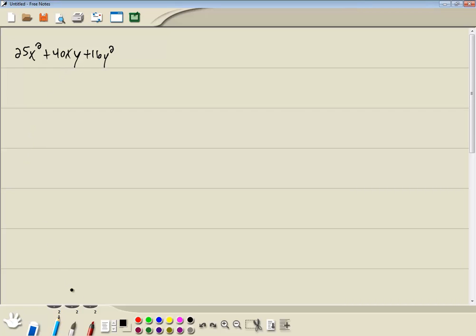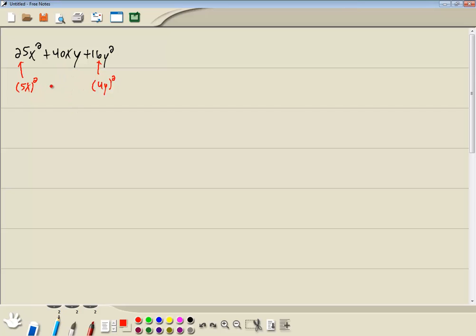Now, if you spot some items about this, there's a short way to do this. Notice that the 25 is 5 times 5, and the x squared is x times x. So this would be 5x to the second power. Now, our last term here, 4 times 4 is 16, y times y is y squared. So this would be 4y to the second power. If you see this pattern, then that potentially would trigger that you need to use this method. This is the perfect square trinomial method.